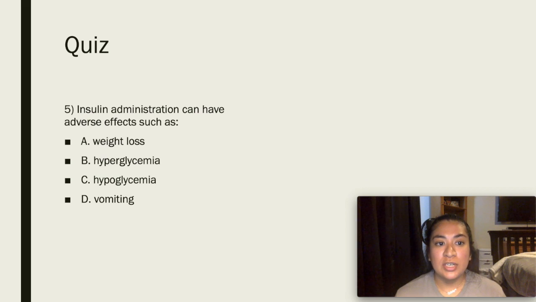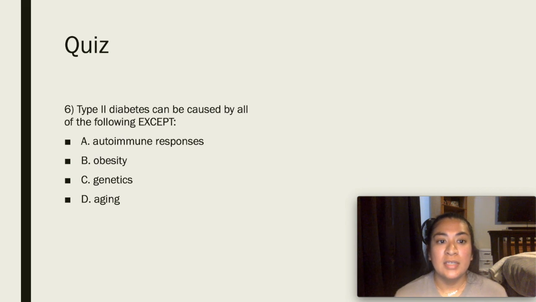Insulin administration can have adverse effects such as weight loss, hyperglycemia, hypoglycemia, or vomiting. Answer is C, hypoglycemia. Type 2 diabetes can be caused by all of the following except autoimmune responses, obesity, genetics, or aging. And the answer is A, type 1 is caused by autoimmune responses.